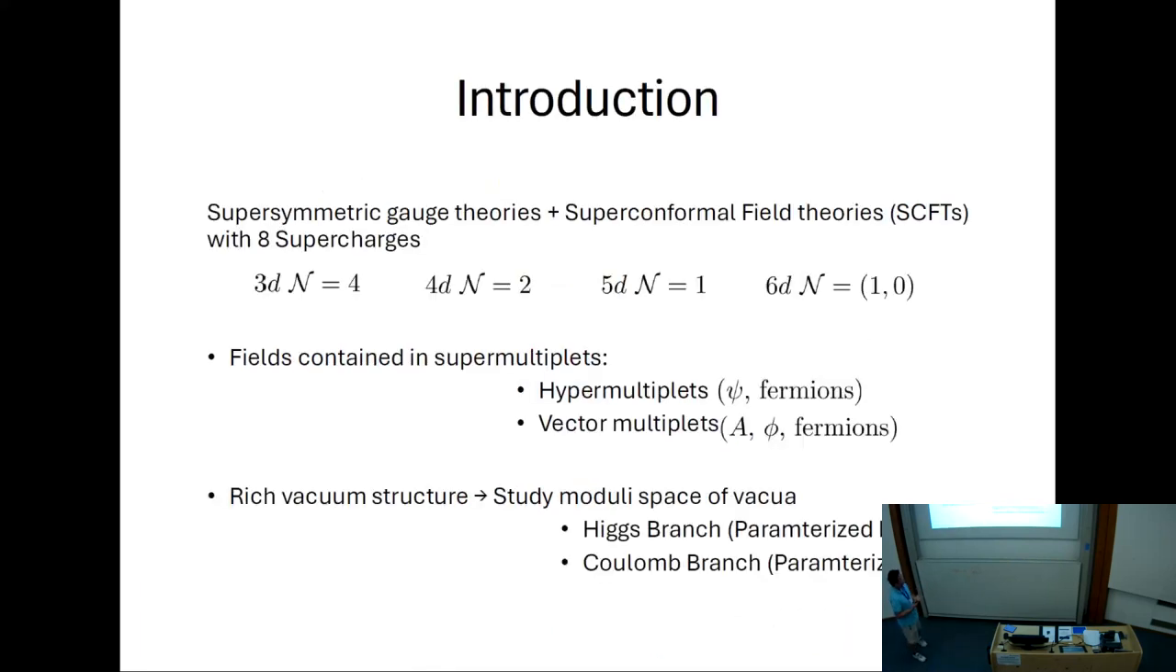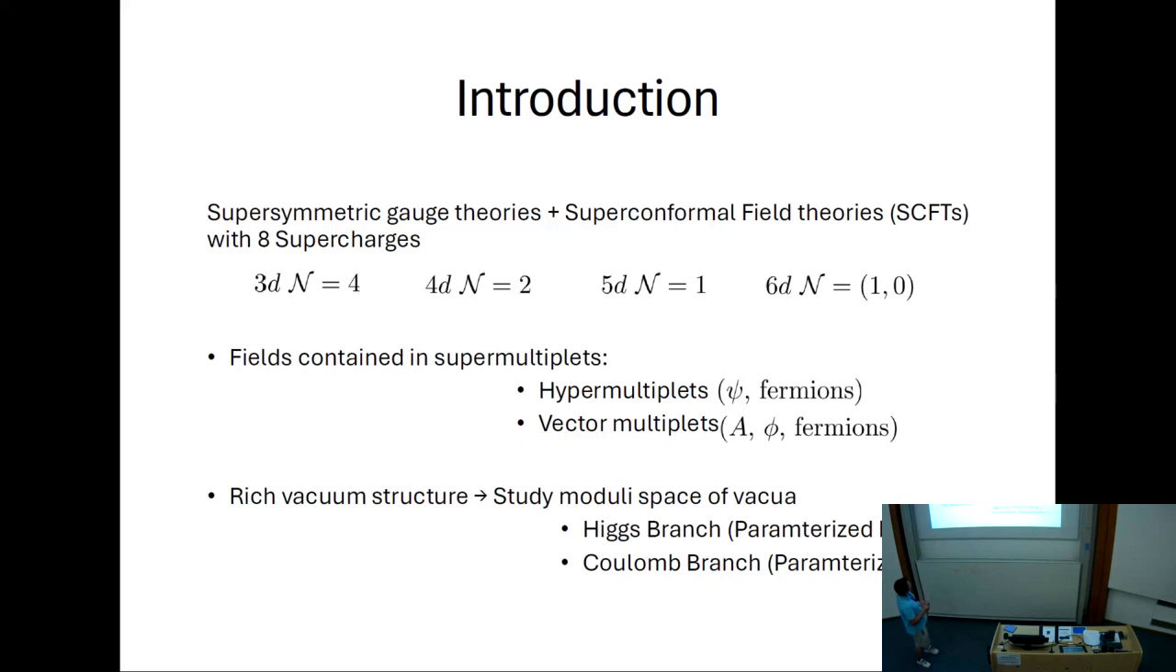So what is the kind of theories I'm interested in? I want to do supersymmetric gauge theories or superconformal field theories with 8 supercharges. So these are 3d N=4, 4d N=2, 5d N=1, or 6d (1,0). But for today, I'll mainly be focusing on superconformal field theories, even though everything that I say can equally be applied to generic SUSY gauge theories with 8 supercharges as well.